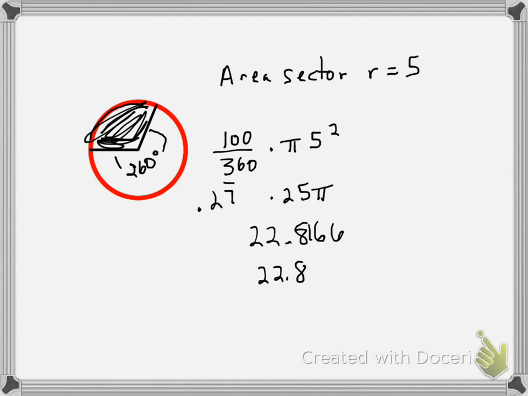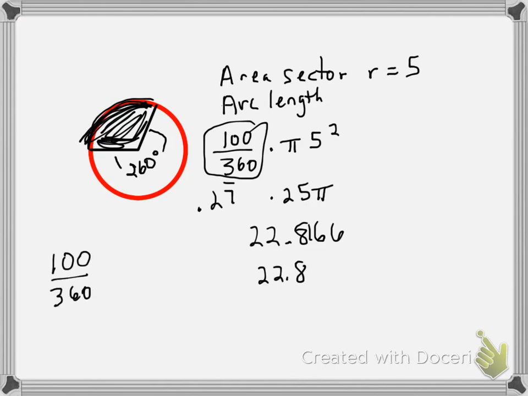The question said find the arc length of this same sector. Now we're talking about a measure that involves circumference. So we still are going to use our 100 divided by 360. Only this time we're going to multiply by 2 pi r. So we're going to be multiplying by 10 pi instead of by 25 pi.